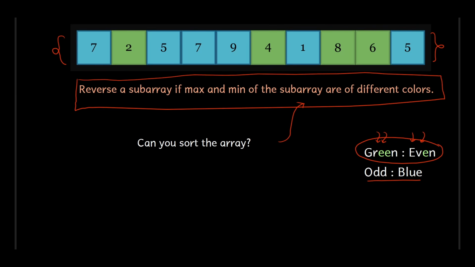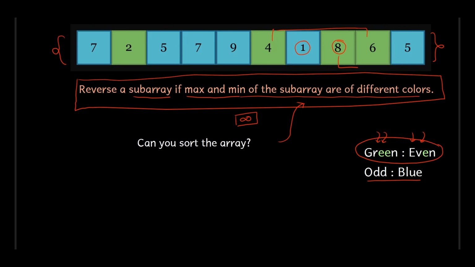Then you can do a series of operations as many times as you want. You can do infinitely many operations on this array, and in one operation you can select any subarray and reverse it. But there is a constraint: you can only reverse if the maxima and the minima of the subarray are of different colors. For example, if you take this subarray 4186, you can reverse this because the minima is 1, which is blue, and maxima is 8, which is green.